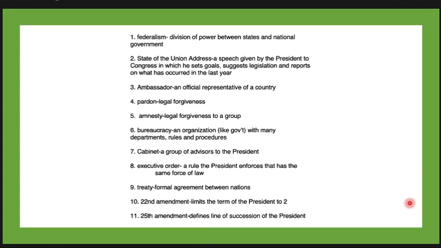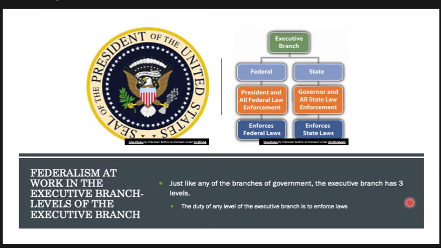All right, so moving right along into our first slide, talking about federalism. Federalism is at work throughout all levels of every branch, but particularly the executive branch. Just like any branch of government, the executive branch has three levels, and regardless of what level we're talking about, the job of any executive branch is to enforce laws. They do not make laws, they do not interpret them, they enforce laws.